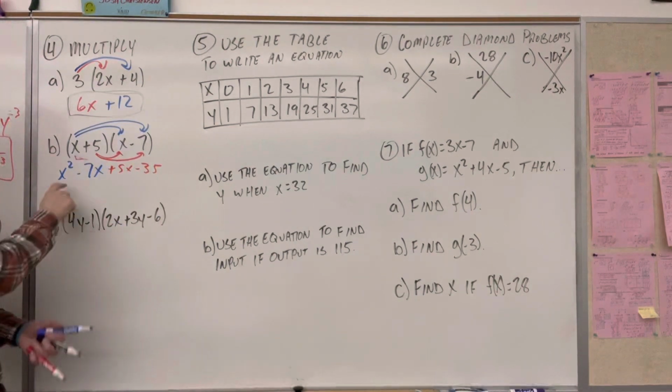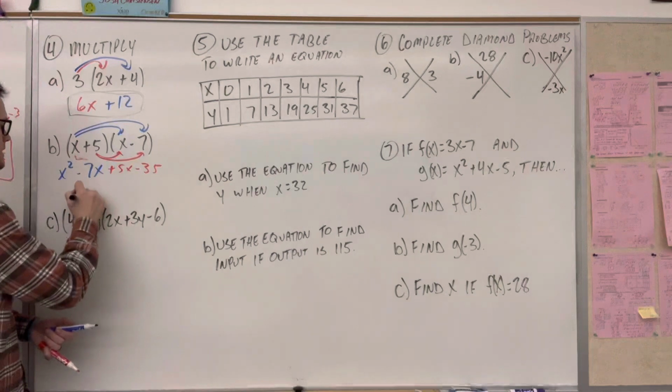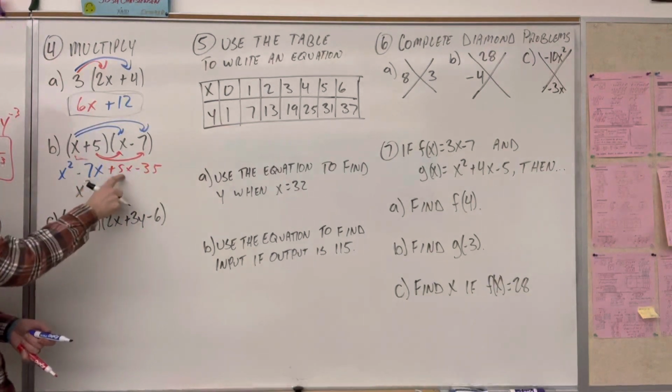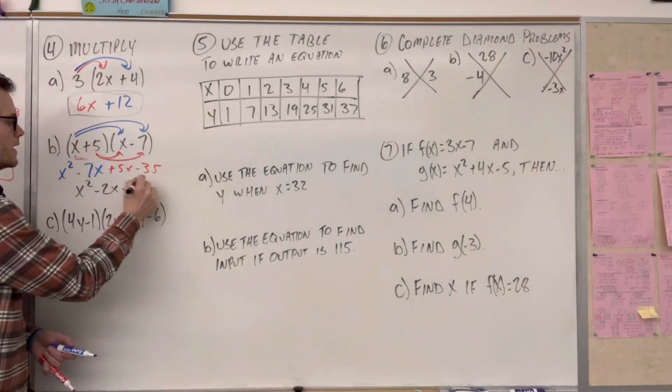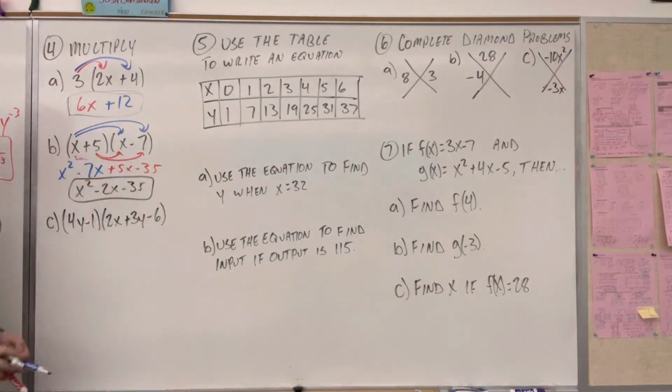Almost done. We're going to combine like terms. So we have our x squared. And then here we have -7x's and a positive 5, so that's -2x's, and then -35 stays -35.